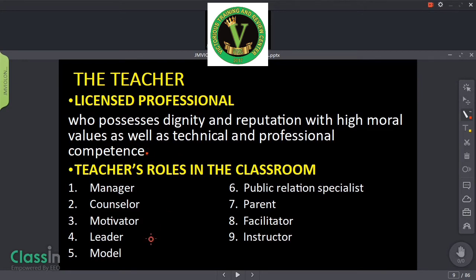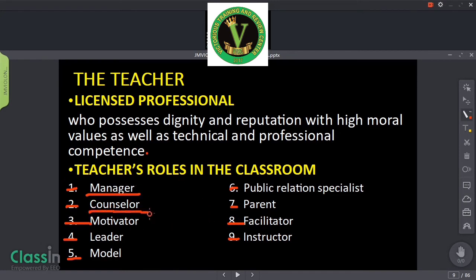Okay. So the teacher's roles in the classroom are the following. We have the manager, the counselor, the motivator, the leader, the model, the public relations specialist, the parent, the facilitator, and the instructor. Manager, because the teacher is the one managing the classroom. So he or she has to manage it very well from all aspects, like the delivery of instruction and the day-to-day routines of the children. He or she has to see to it that everything is fine using classroom management techniques.